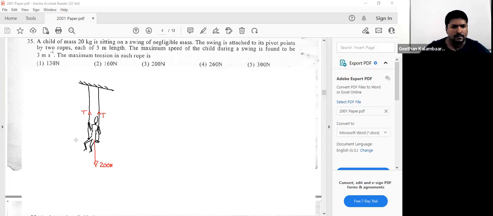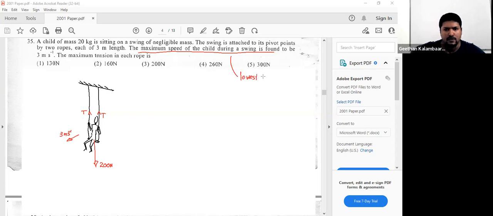So the child is moving at the lowest position with a speed of 3 meters per second. So how do you know that this is the lowest position? They say the maximum speed of the child during the swing is found to be 3 meters per second. So this is the lowest position, because the maximum velocity is at the lowest position. Lowest position is maximum speed, right?